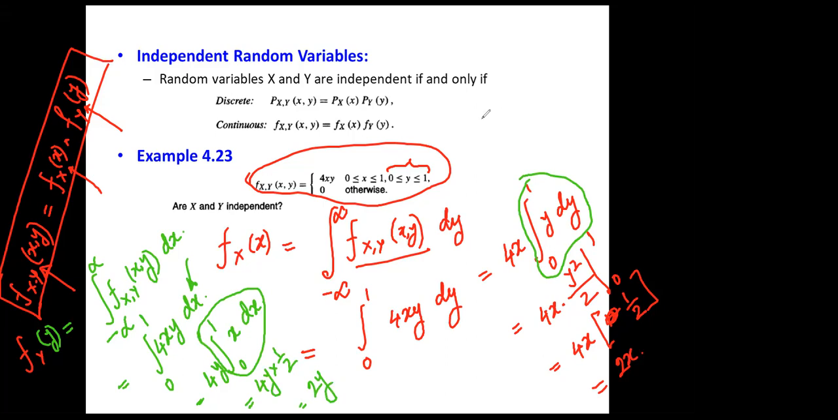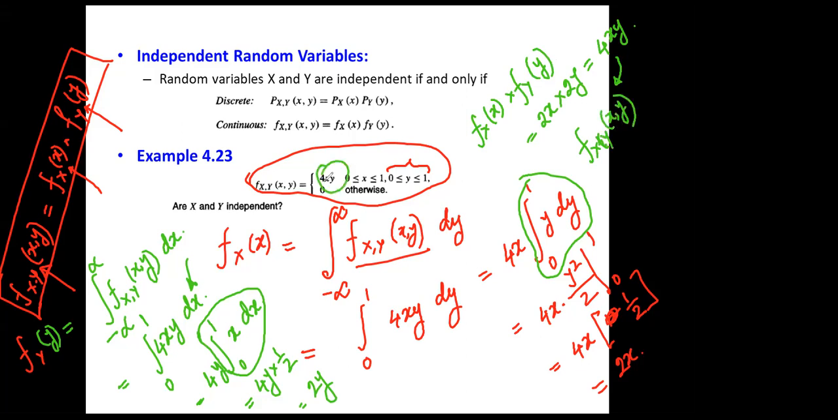Let's check whether fX times fY, what is the value? That one is 2x and that one is 2y, and combined it is 4xy, which is the same as this joint probability. Look at that, this is 4xy, isn't it? So the multiplication of the marginal probabilities is the same as the joint probability. These two are the same, so we can say that they are independent.